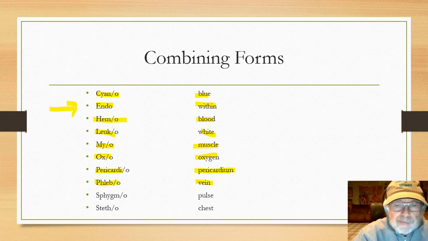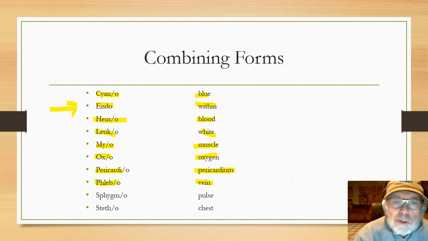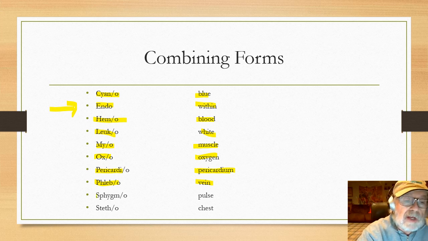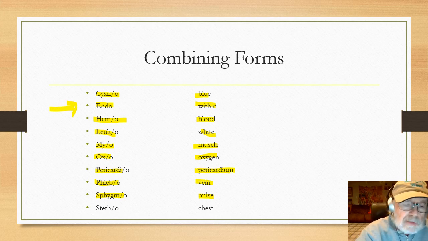Phlebo means vein. Some people get an inflammation of a vein, which is called phlebitis. If you go get your blood drawn, who draws it? A phlebotomist. They stick the needle in the vein and draw the blood. So phlebo means vein. Sphygmo means pulse. Now, the device that we use to measure our blood pressure is called a sphygmomanometer. It's not really looking at pulse, but sphygmo means pulse.